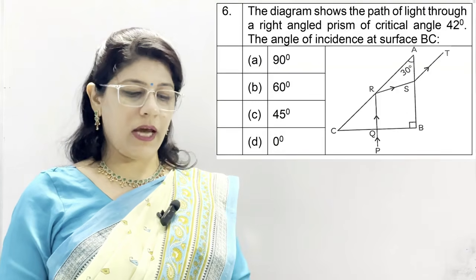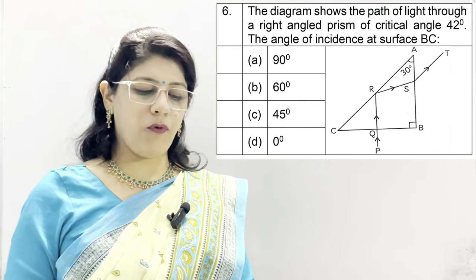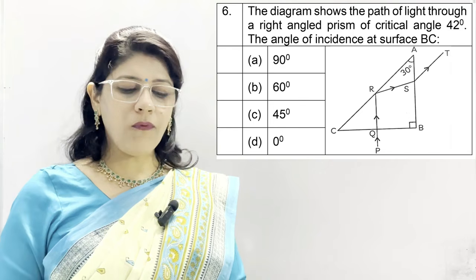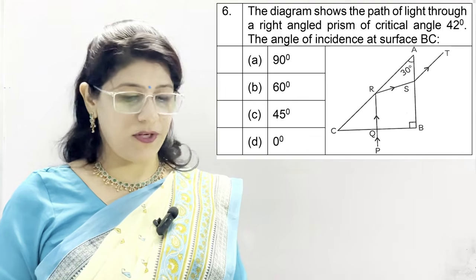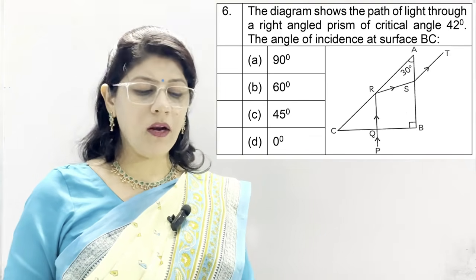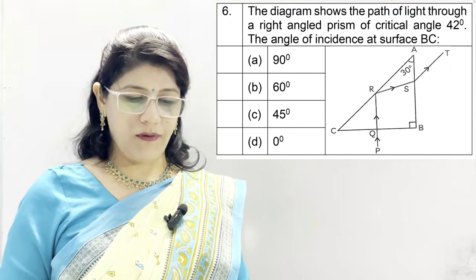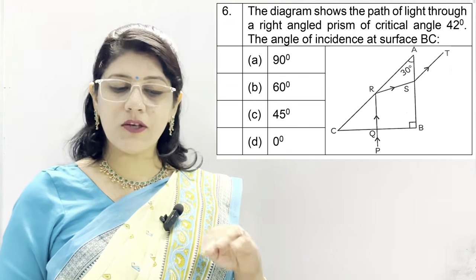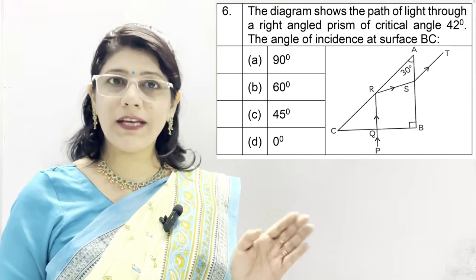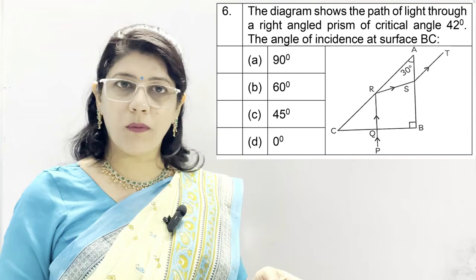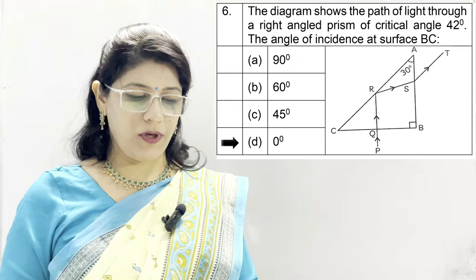Question number 6. The diagram shows the path of light through a right angled prism of critical angle 42 degree. The angle of incidence at surface BC. BC is the base of the triangle. Options given are 90 degree, 60 degree, 45 degree and 0 degree. Because light is incident normally on the surface BC, it means the angle which the incident ray makes with the normal is 0 degree. So here the correct option is D, 0 degree.